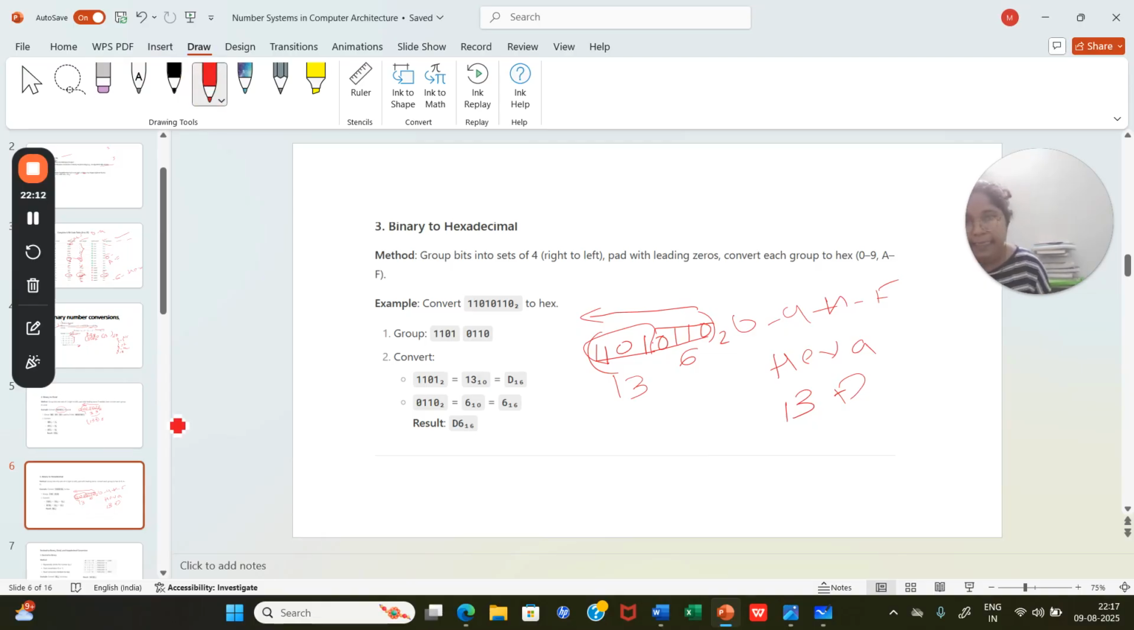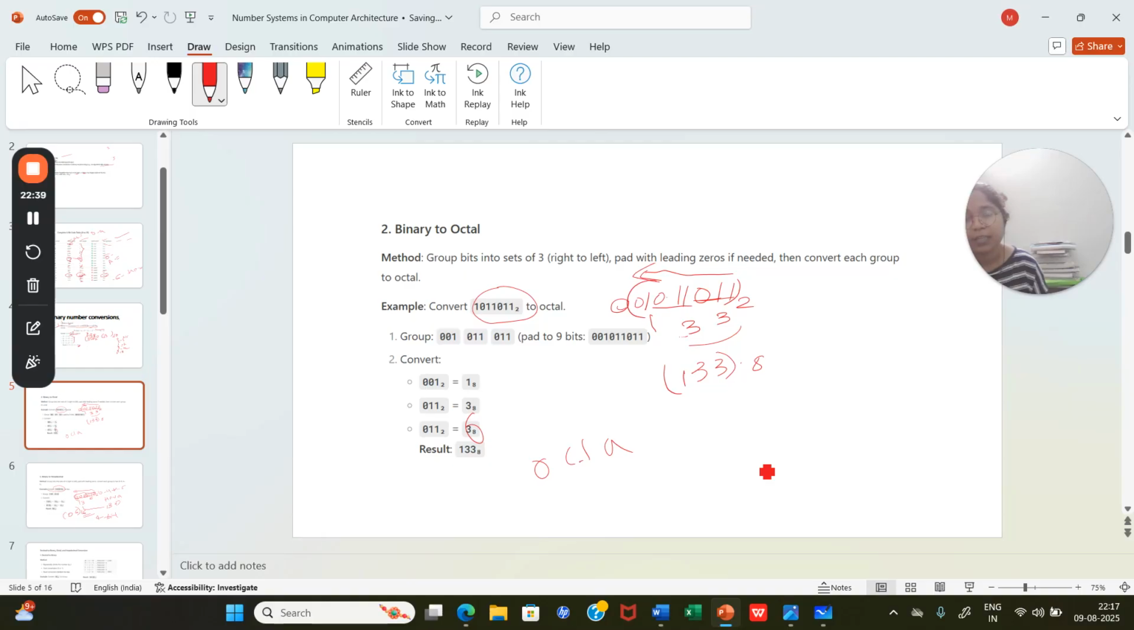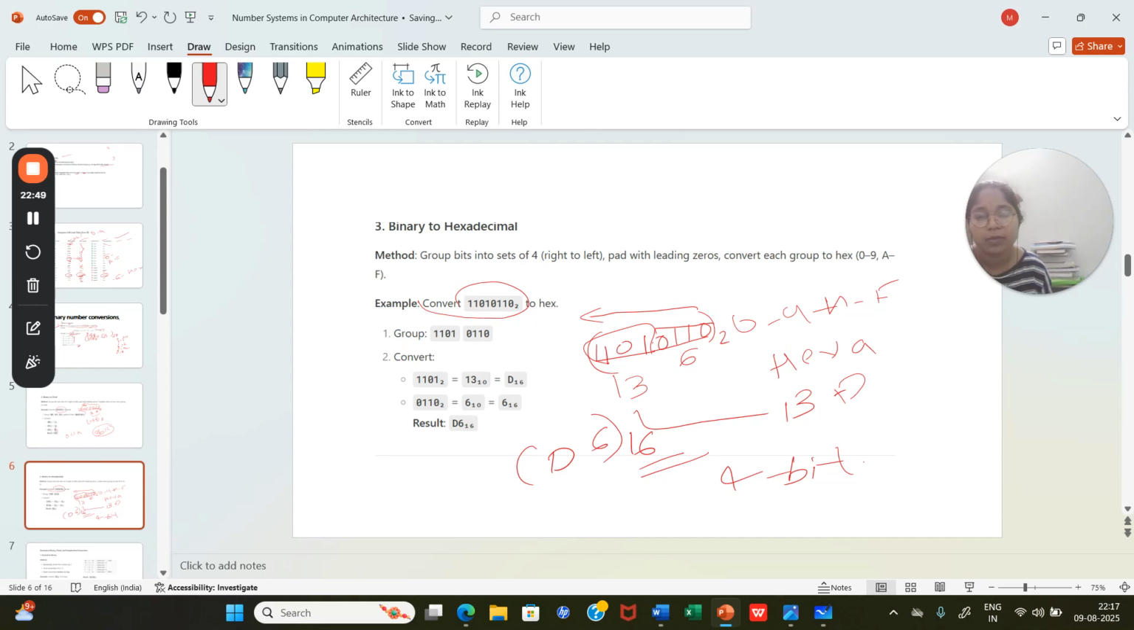So now we got the hexadecimal conversion for this one, which is D6, with base 16. So we converted binary to hexa. In hexa, we take 4-bit groups. Remember this four-bit grouping. For octal, we make groups of three bits. Just remember this for converting from a binary number to the others.